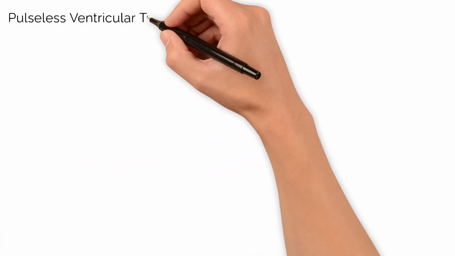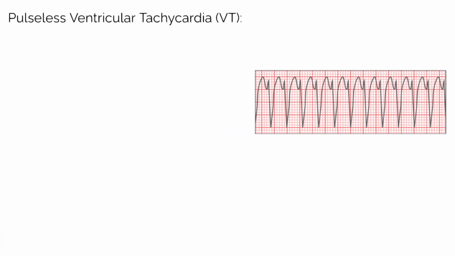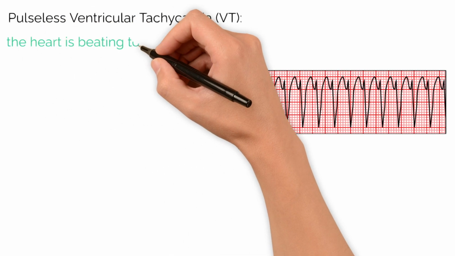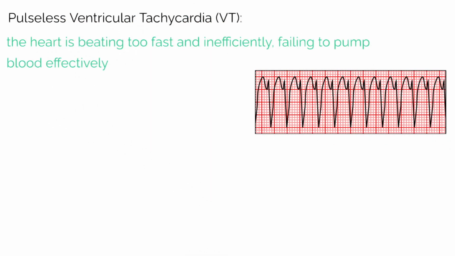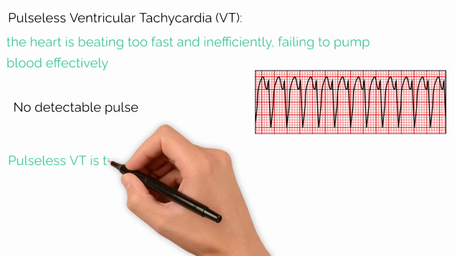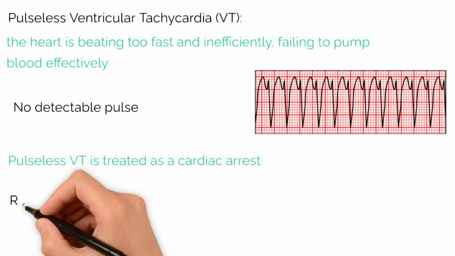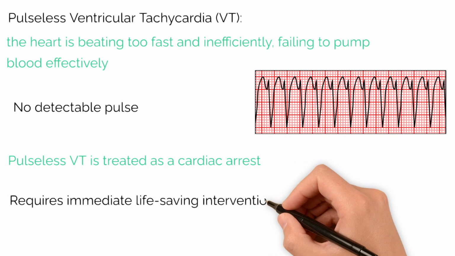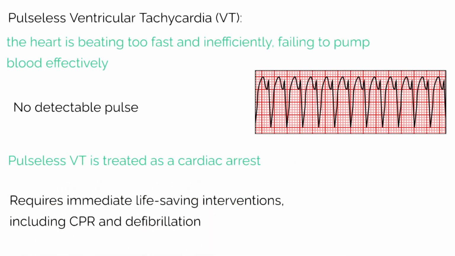In pulseless VT, the heart is beating too fast and inefficiently, failing to pump blood effectively, which results in the absence of a detectable pulse. Pulseless VT is treated as a cardiac arrest and requires immediate life-saving interventions including CPR and defibrillation. Both forms of VT are medical emergencies, but the presence or absence of a pulse determines the course of treatment.